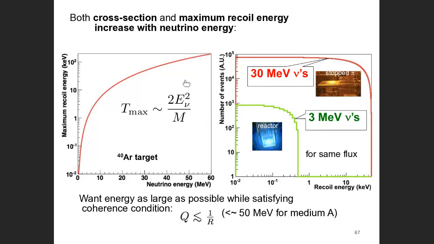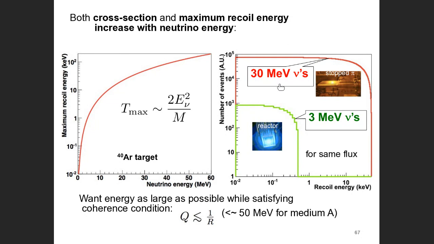Also, the cross-section increases with energy. And so this is an example here. On the left, this is the same plot, just E squared over M for an argon target. On the right, I've plotted the number of events you get, so basically the observed recoil spectrum for monochromatic sources. The green is for a monochromatic 3 MeV neutrino source, which is typical from a reactor. The red is for the same flux, for a monochromatic 30 MeV neutrino source.